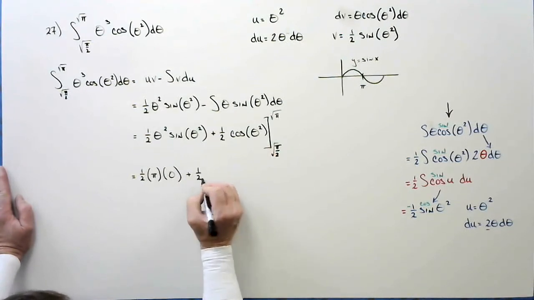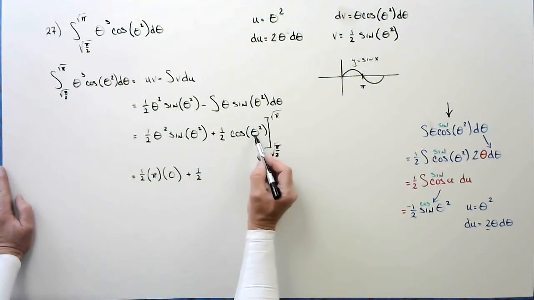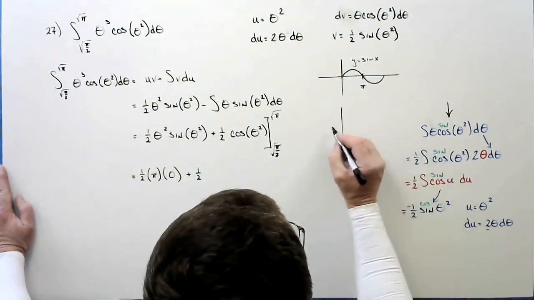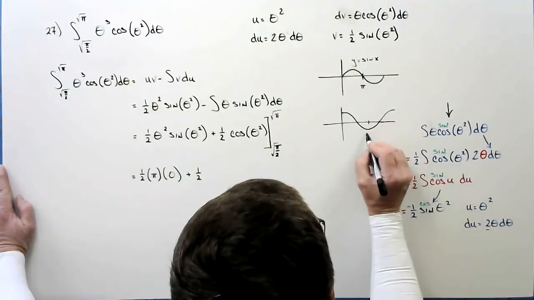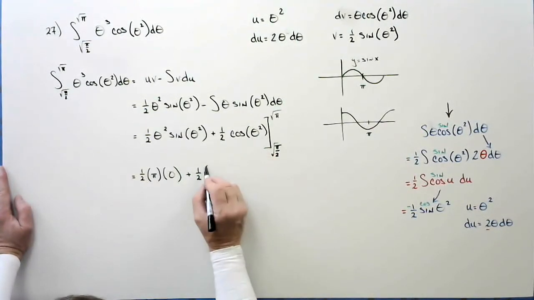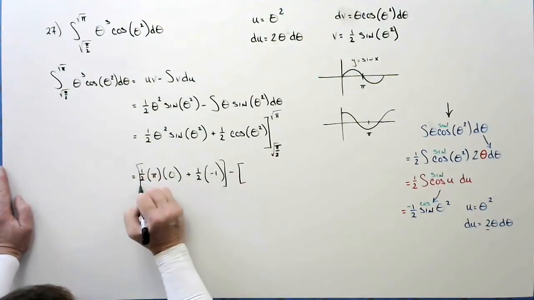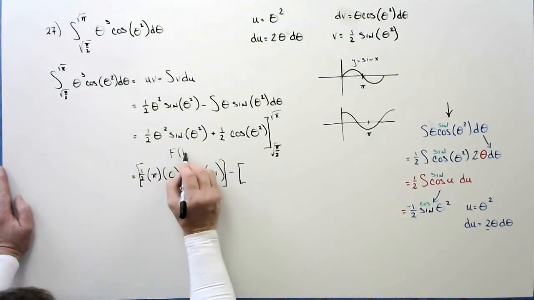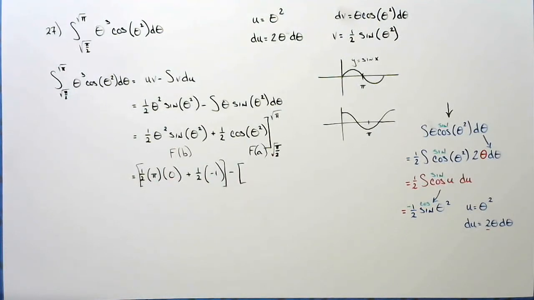Plus 1/2. And here we have cosine of pi, because we have the root of pi squared, so that's going to be pi. Well, the graph of cosine looks like this. This is pi right here. So cosine of pi is going to be -1. Minus, right, because we're doing the fundamental theorem of calculus, this is f of b minus f of a. So we have to evaluate it at the root of pi over 2.